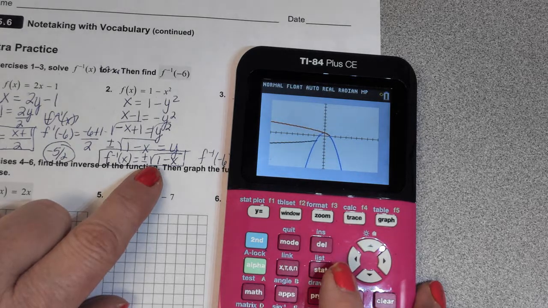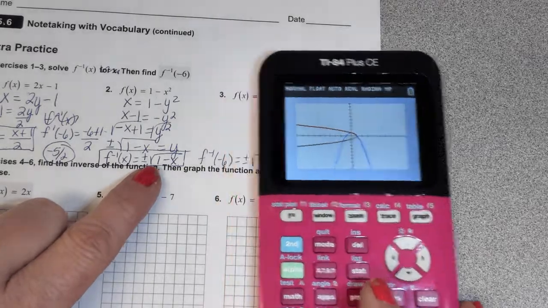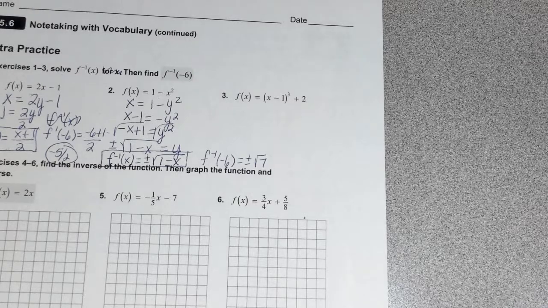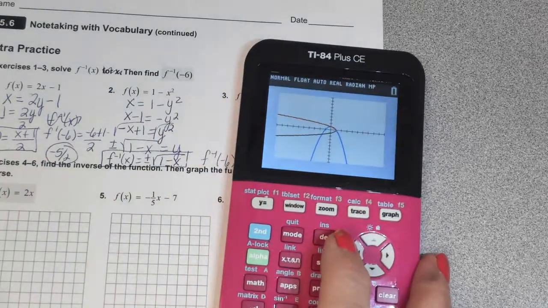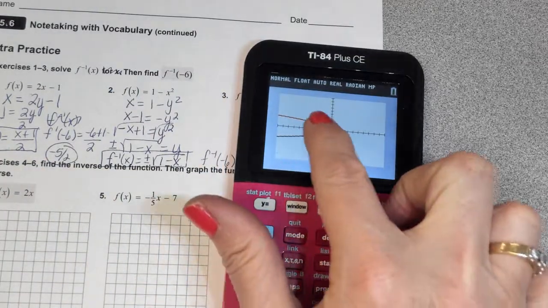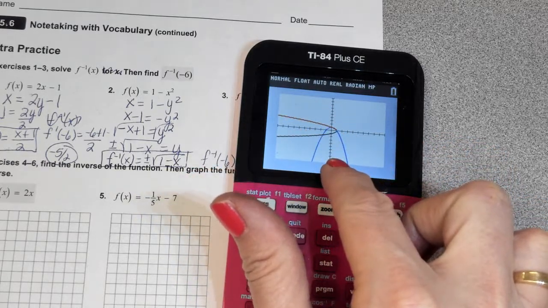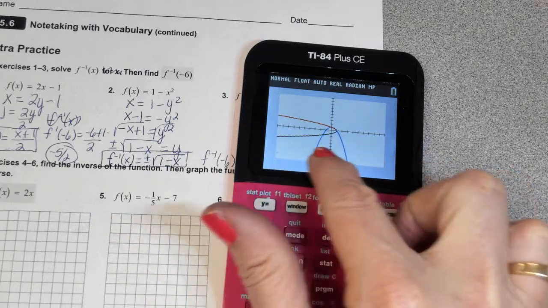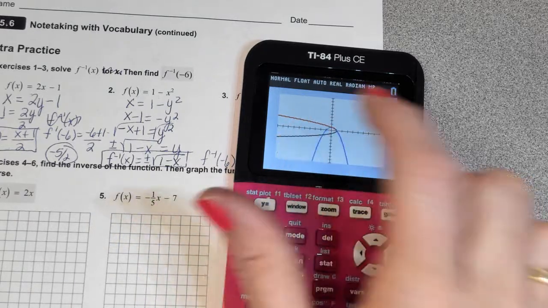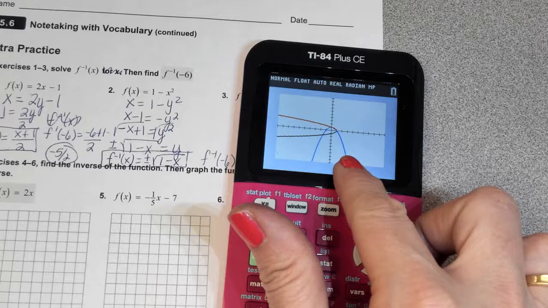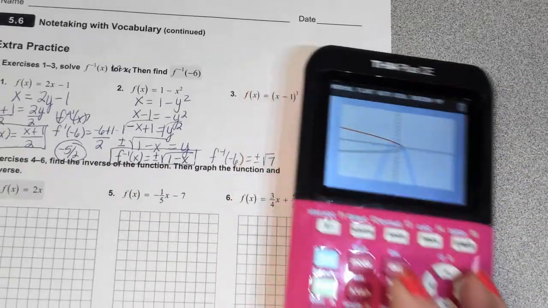Can you see that the inverse is not a function? The red one is not a function. All right. How is the original? The original is the blue one, and it's a function because it passes the vertical line test. The original one does not pass the horizontal line test, which means its inverse is not a function. It doesn't mean that it's not a function. It means the inverse isn't a function.